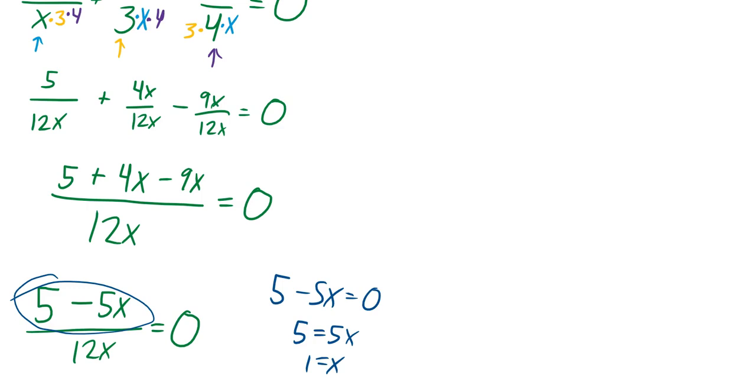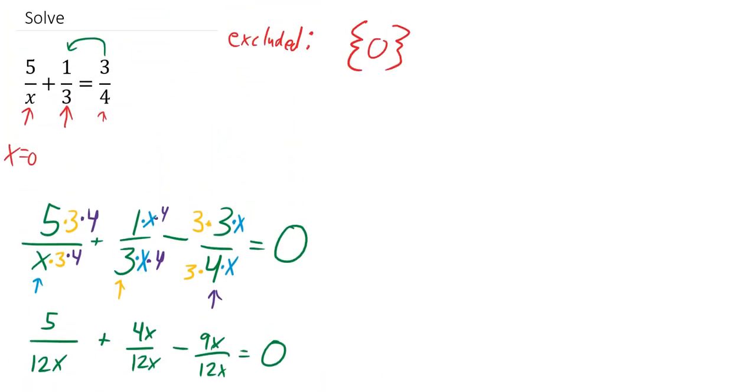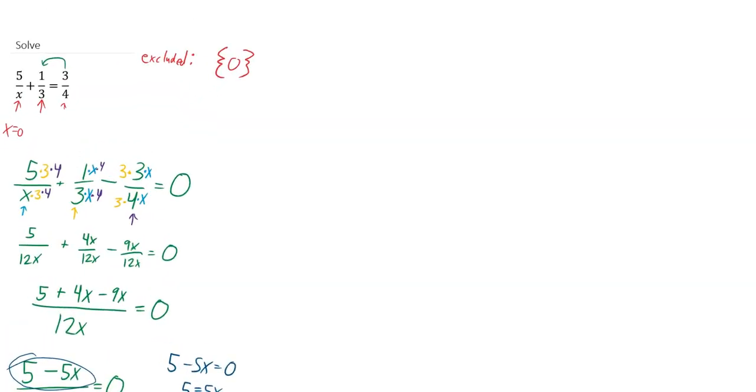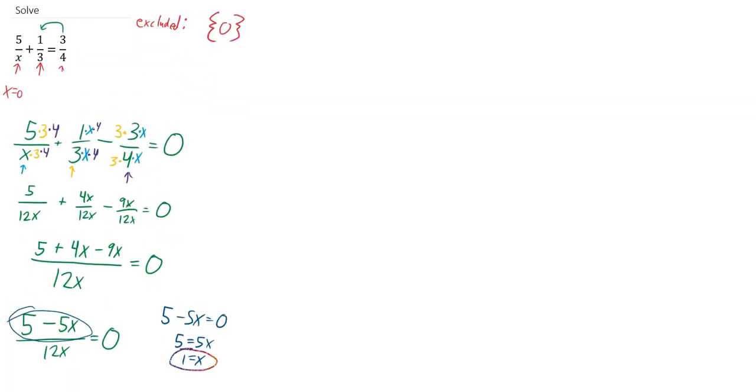x equals 1. x equals 1 is my answer as long as I go back to the top of my paper and make sure that's not an excluded value. Nope, 0 was my excluded value. That was my only excluded value. So x equals 1 is a good answer. That is my one and only answer to this.